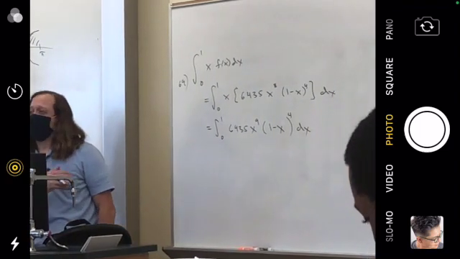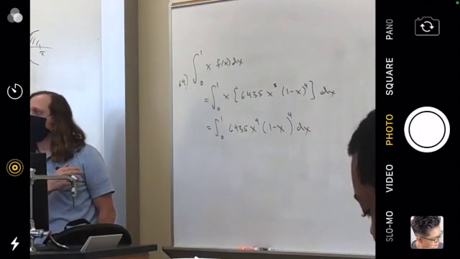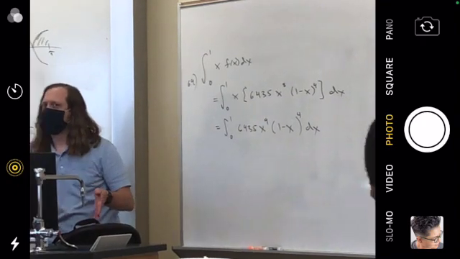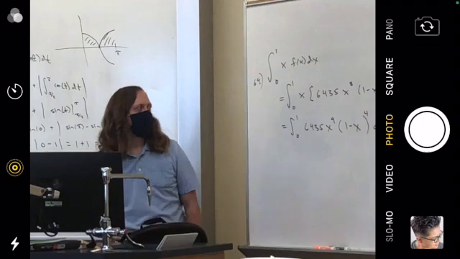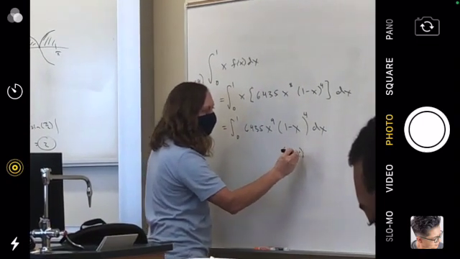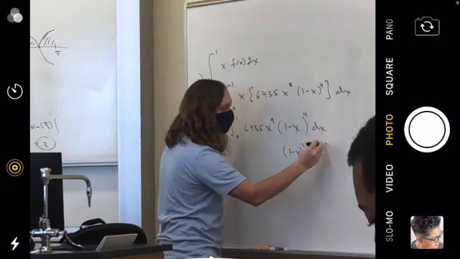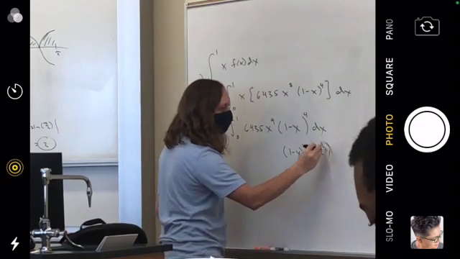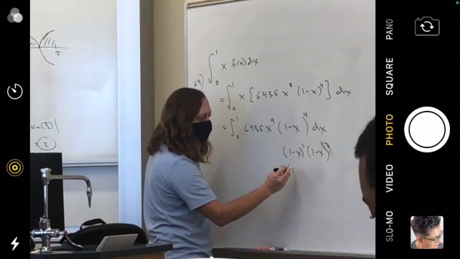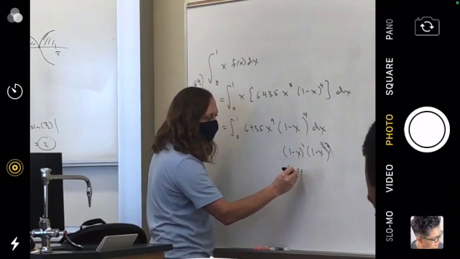Basically, I want to use only the power rule. How can I make this only a power rule? Power rule says I need numbers times x's power, right? So I would need to expand this. What would that be? Here's a quicker way to expand it. That would be what? 1 minus 2x plus x squared.